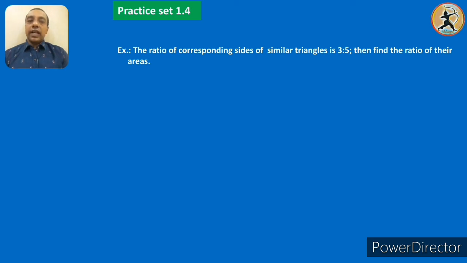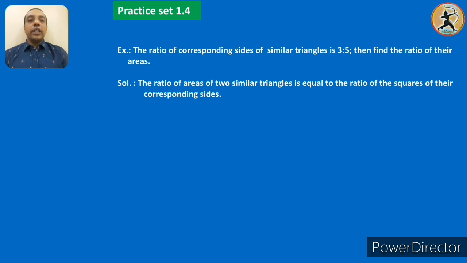Students, we have just learned that the ratio of areas of two similar triangles is equal to the ratio of the squares of their corresponding sides. So here in the given example, let us consider the areas of those two triangles as A1 and A2 respectively. Then we have to find out the ratio of areas of these two triangles, means we have to find out the value of A1 upon A2.